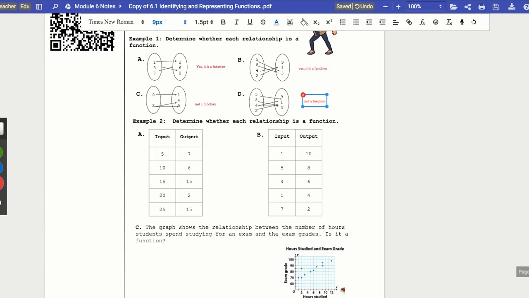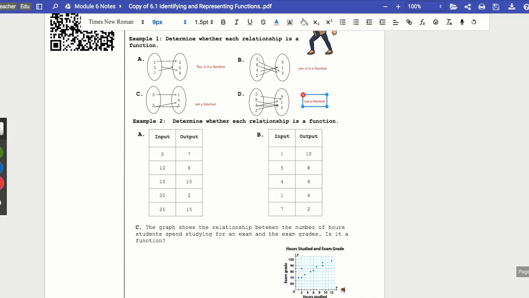So really these are x values and these are y values in a table. So we're going to look now and see if the table represents a function. So again, we're checking to see if every input has exactly one output. So every x has exactly one y.